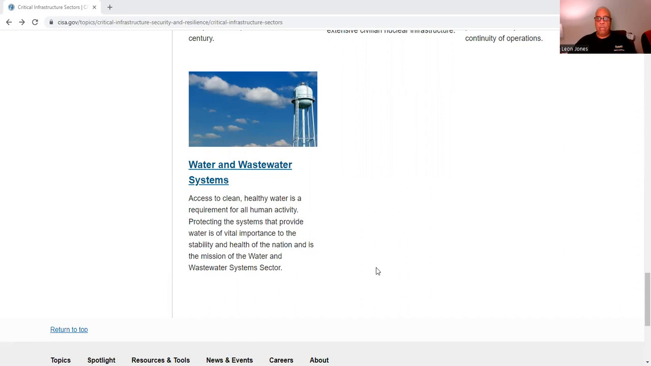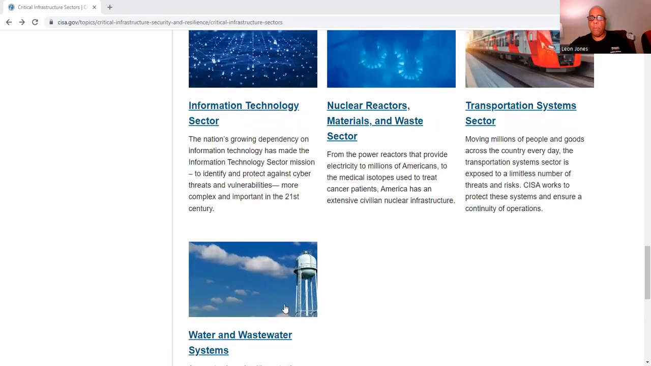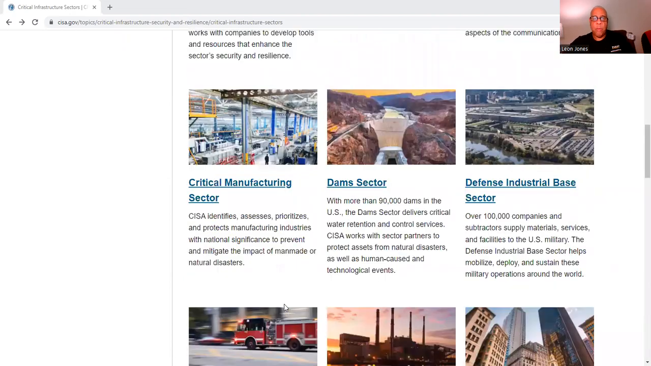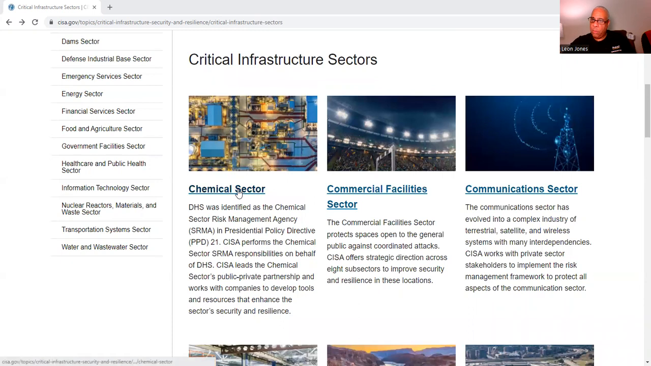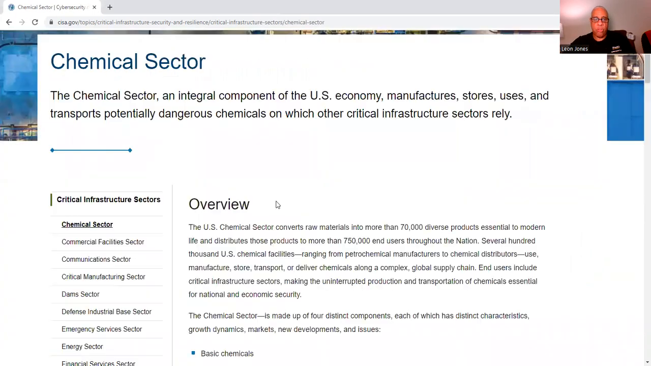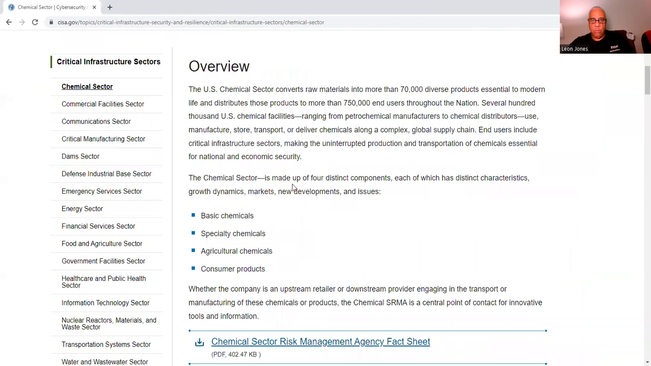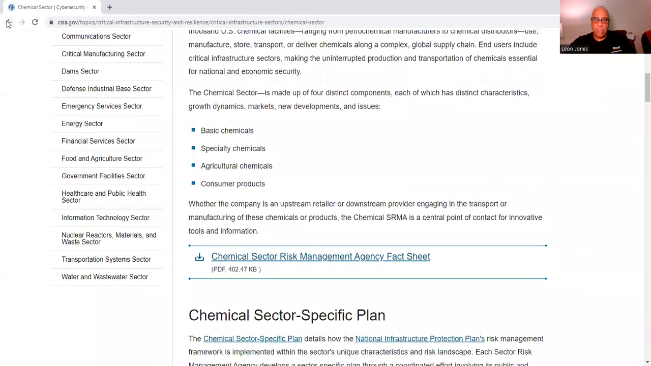Now, I've given you the information. Now, I'm going to go back up and I'm going to show you some examples. Now, in the chemical sector, what's part of the chemical sector? Well, it's made up of 4 different components. You have basic chemicals, specialty chemicals, agricultural chemicals, and consumer products. That's part of your sector. And I'm just giving you an overview.